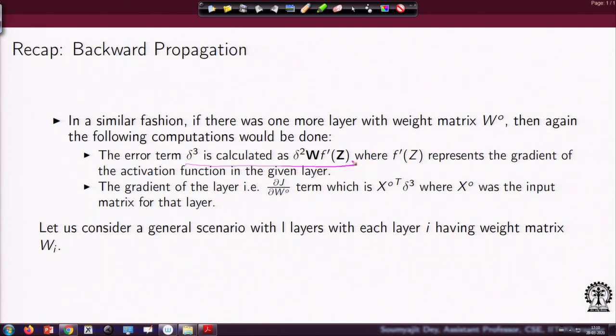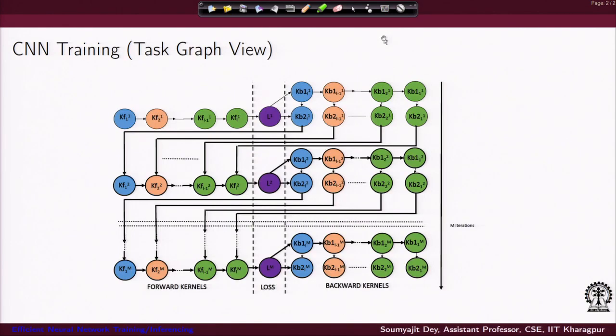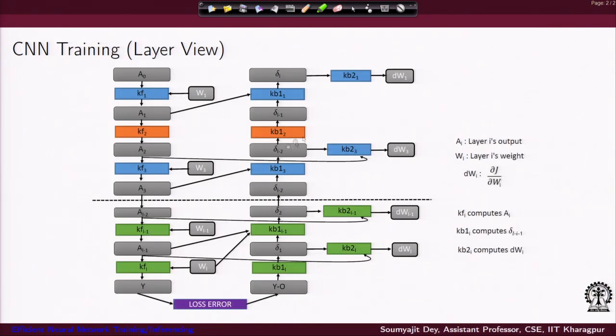And this in general would continue, and this gives me the error term, and you multiply that error term with whatever is the input with respect to that current layer. For example, if it is the input layer, then you multiply the currently computed error term with the input matrix. If it is any intermediate layer, then the error term gets multiplied with the previous layer's output activation, right.